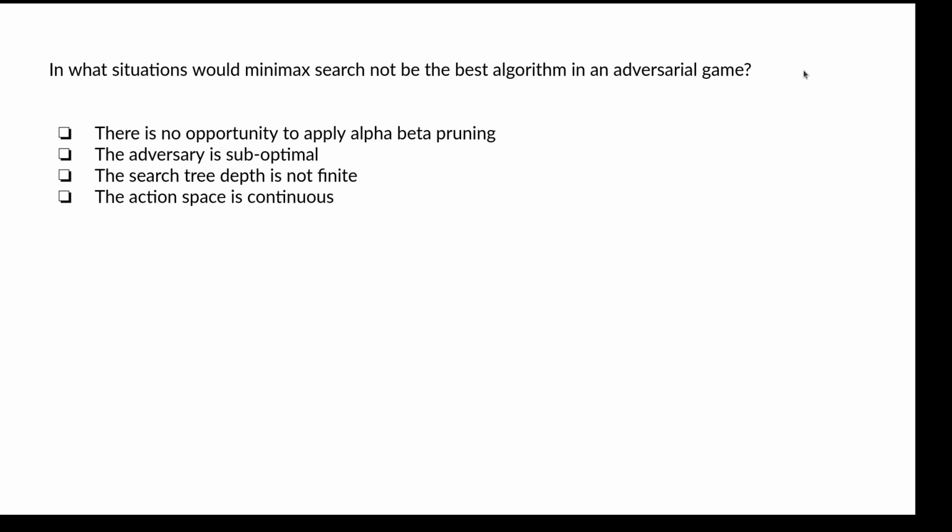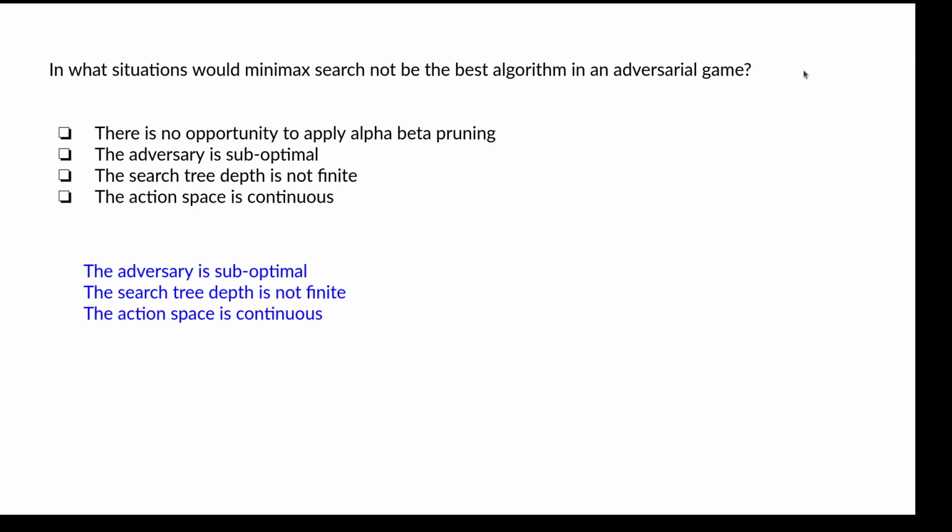The action space is continuous. Have you heard about that? No, till now we haven't discussed that. What will happen if the action space is continuous? So the answer would be both, right? The adversary is suboptimal, the search tree is not finite. Oh, the search tree is not finite.